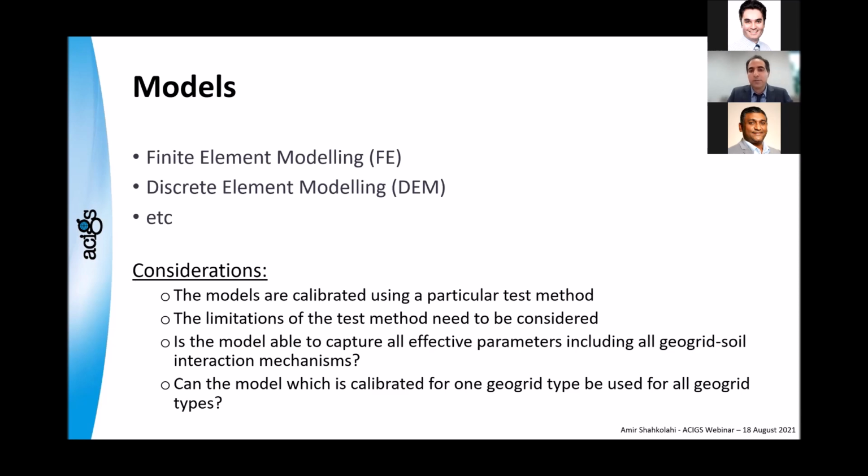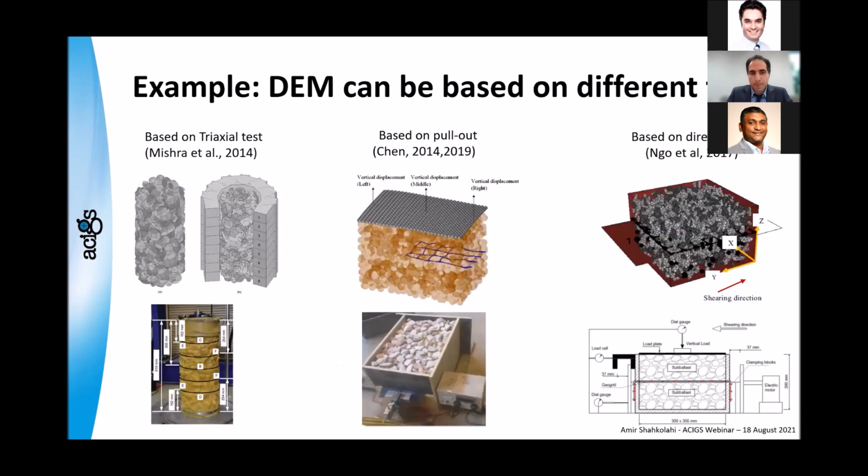Now that we know the interaction mechanisms can be different, as an example, DEM modeling can be based on triaxial tests, for example by Mishra and Errol and his team, can be based on pull-out tests, can be based on direct shear tests, and as you can see, there are DEM models, but each of them is studying a different mechanism or different parameter.